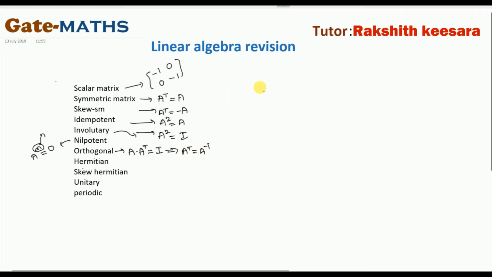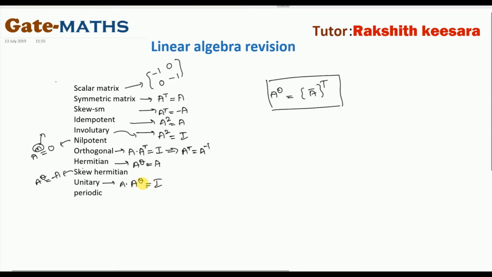While coming to Hermitian, I should define A power theta, which is the transpose of the conjugate matrix. This is called A power theta. If A theta equals A, then it is called a Hermitian matrix. If A theta equals minus A, then it is called skew-Hermitian. Similarly, if A into A theta equals I, then it is called a unitary matrix. The properties of orthogonal and the properties of unitary matrix both will be similar while dealing with eigenvalues and eigenvectors.